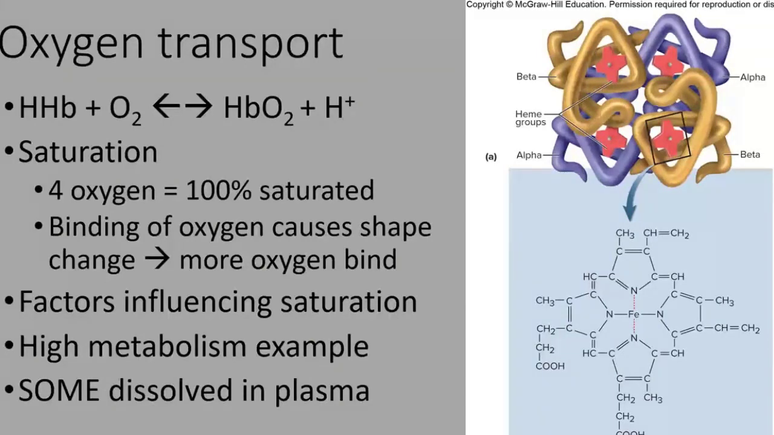So there's our high metabolism example, what's happening in the exercising leg muscle. We also talked about what's happening in the lungs. And that's all oxygen attached to hemoglobin. But remember, some oxygen does dissolve in the plasma. Not very much, but some does.